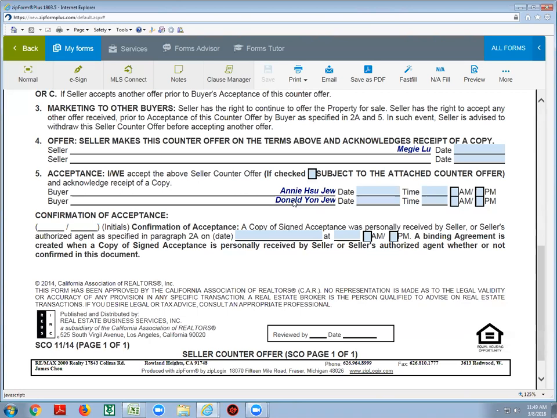If the seller accepted, or if the seller is subject to the attached counter offer, if you do have a buyer's counter, at the last, same thing. Confirmation of acceptance: a copy of a signed acceptance was personally received by the seller or seller's authorized agent as specified in paragraph 2A, and you date it with the time. A binding agreement is created when a copy of the signed acceptance is personally received by the seller or seller's authorized agent, whether or not confirmed in this document. Doesn't matter if you confirm or not. It's a done deal.